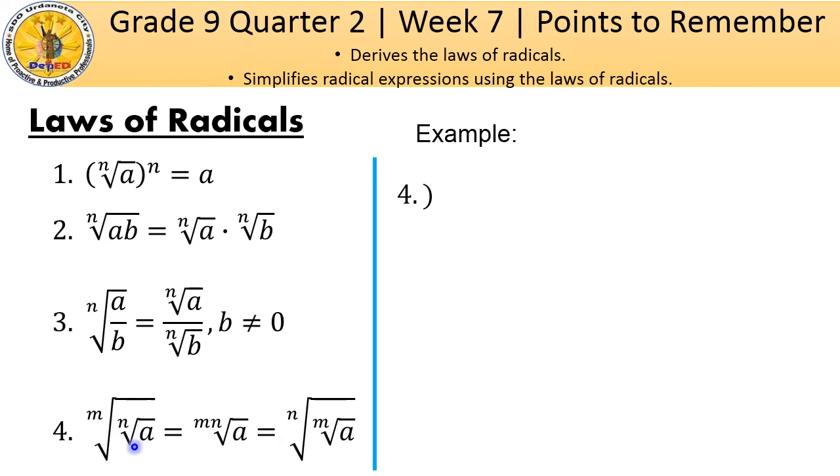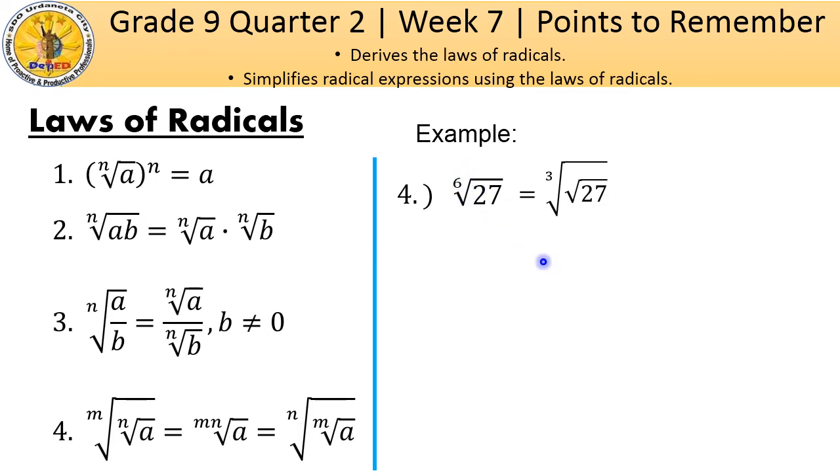Mth root of nth root of a is the same as m times nth root of a. Or pwede ring mauna muna ang nth root sa mth root. Example, 6th root of 27 is equal to cube root of square root of 27. We have 3 and 2 as the indices. And if multiplied, it equals 6, which is our original index.